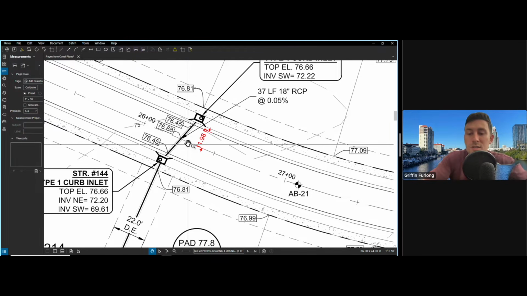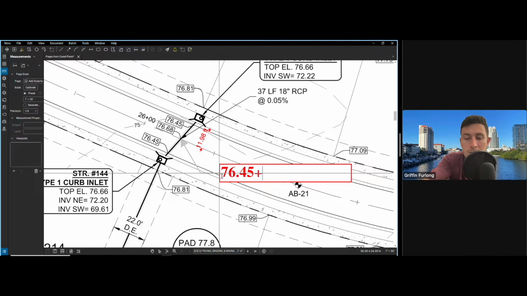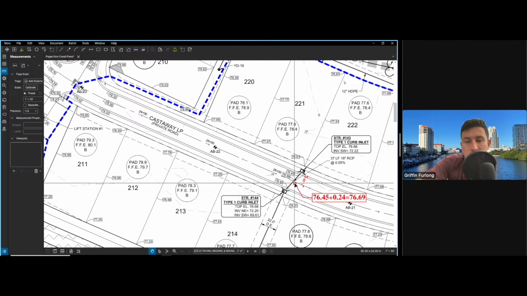Now, the really smart engineers out there can do some quick math for you, but I'm just going to calculate it out here. 12 times 0.02, because that's 2%, we need to go up 0.24. And again, we need to go up 0.24 from that elevation. So again, that's 76.45 plus 0.24 equals 76.69. And obviously on our plans, we're a hundredth less, which probably makes it out to still about 1.99%. That is absolutely fine.